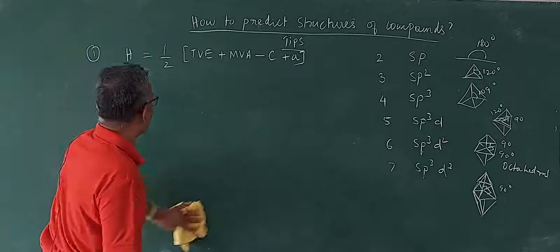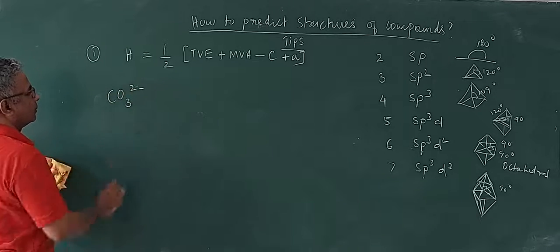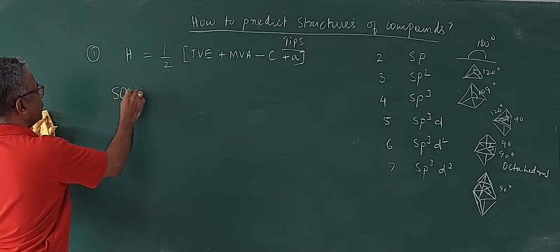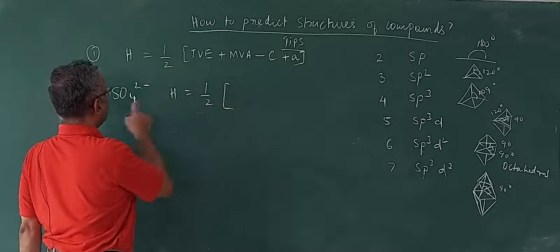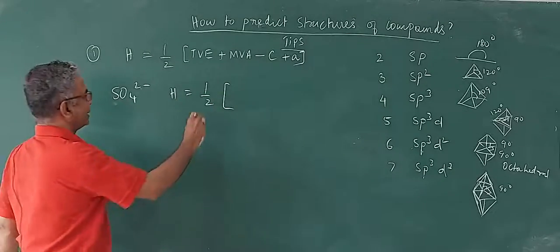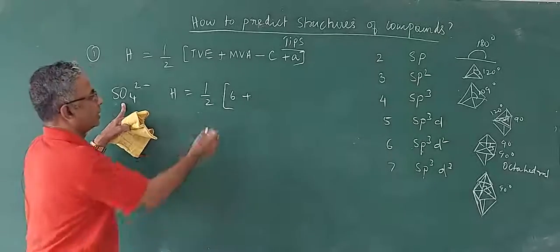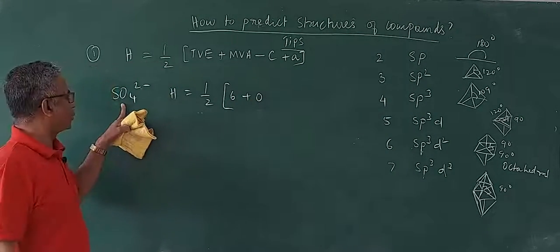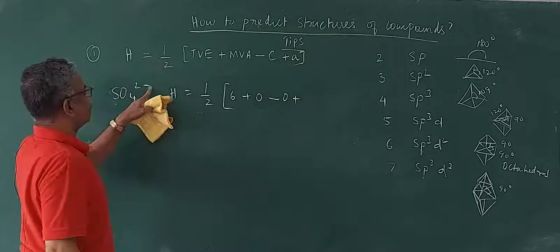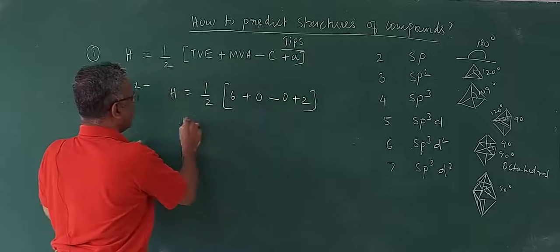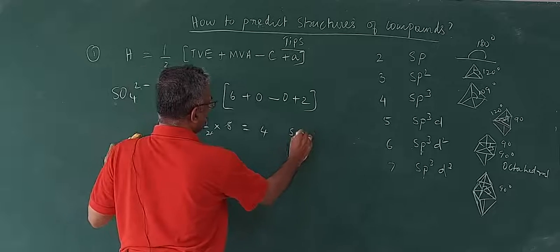Now we will see one more anion, say for example CO3 2 minus, or you can also find out for SO4 2 minus. So again you will see H is equal to half into, OSA-TAPO, sulfur will have 6 valence electrons, 6 plus oxygen is not monovalent, therefore this will be 0, okay, you have to be very careful with this. And cation is 0, anion is 2, you have 2 minus, so you will have 2. So again half into 6 plus 2, 8, will be equal to 4. So 4 will be sp3.